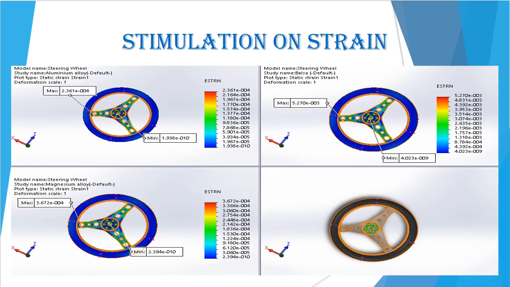The last result is from simulation on strain. The simulation on strain is a study on elasticity and the elongation of the materials after the force is applied. From the simulation results, aluminum alloy shows the smallest strain value compared to magnesium alloy and balsa wood, which means that the elasticity of the aluminum alloy is better than balsa wood and magnesium alloy.